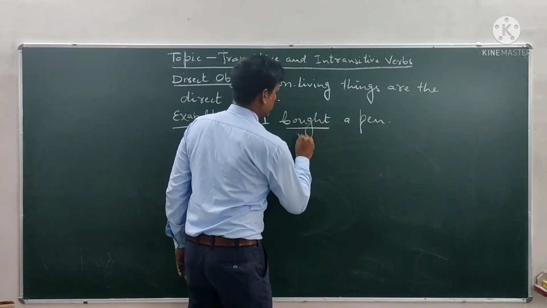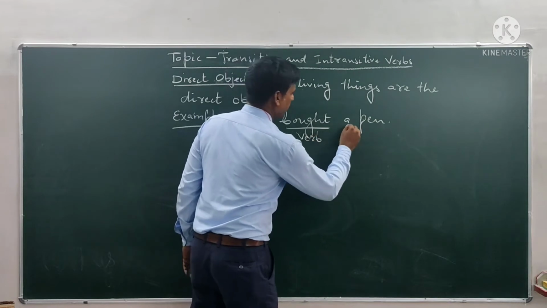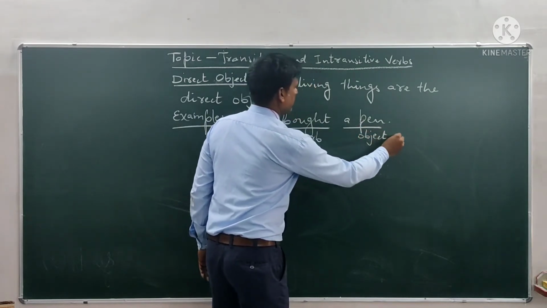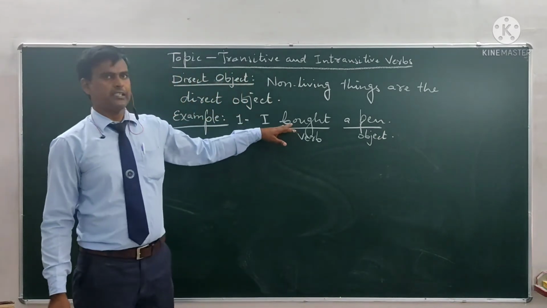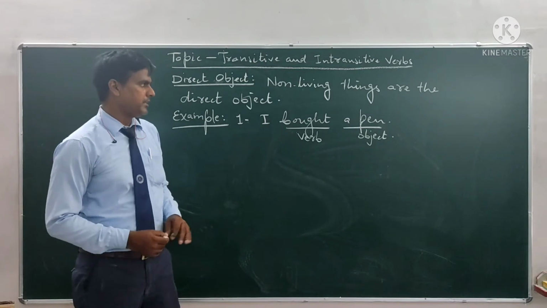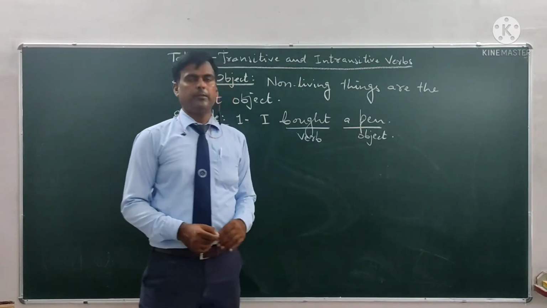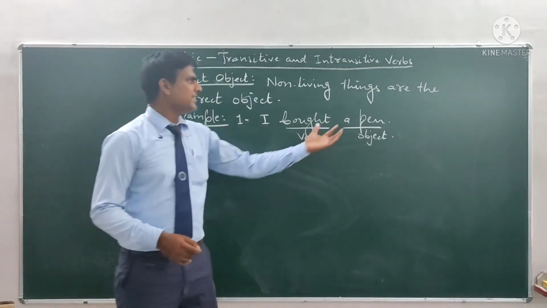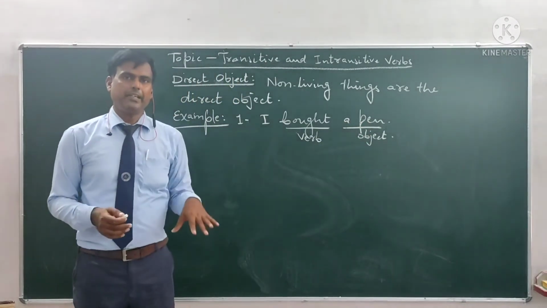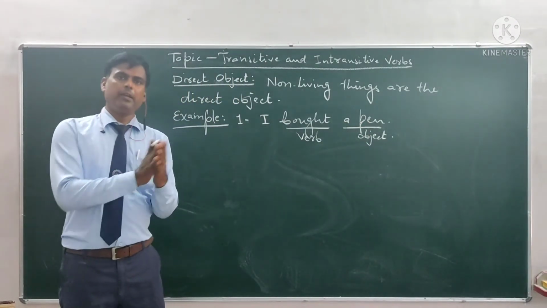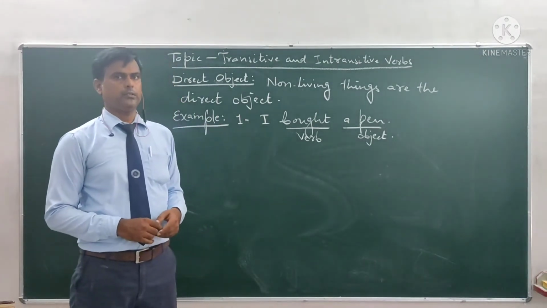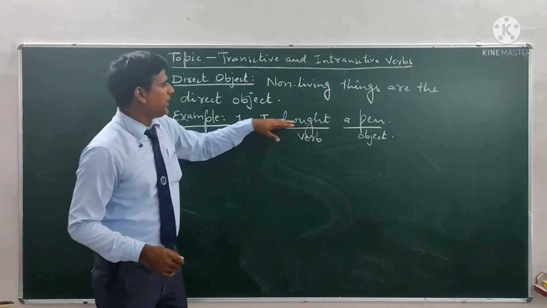Bought is the verb and a pen is the object of this verb. That's why this is the transitive verb. And a pen is the object. And this is the thing. If there is a thing, then it is direct object, and if there is a living thing, then it is indirect object. So we see that I bought a pen.